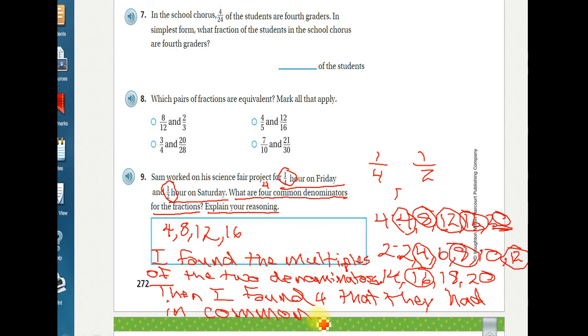Okay, and that's all they mean by explain your reasoning. Just explain what you did in words. Okay, first I did this, then I did this. So if somebody else was trying to learn how to do this, you could essentially teach them how to do this. Okay, that's all it means.